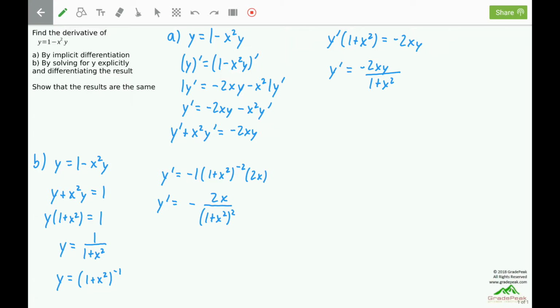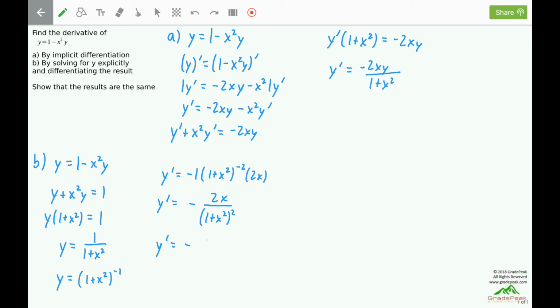We want to show these results are the same. So we want to show that this y prime will match the other. They're almost the same looking right now. They both have a negative, they both have a 2x. But the denominator here is squared, and here it's to the first power. And that's because y involves one of them in the denominator to the first power. It's 1 over 1 plus x squared.